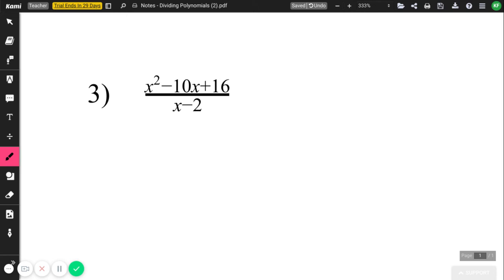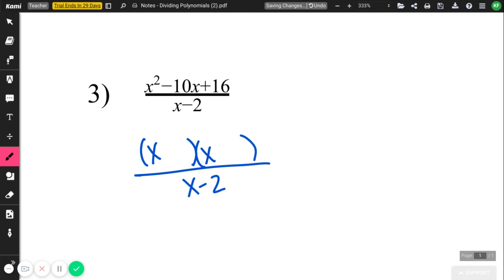Number 3, so we've got x squared minus 10x plus 16 divided by x minus 2. So I'm going to factor the numerator, and obviously the denominator is going to stay the same. When I factor the numerator, I'm going to split my x squared into x times x here, and then I want factors that multiply to 16 and add to negative 10. So they multiply to a positive 16. So that's going to be negative 8 and negative 2.